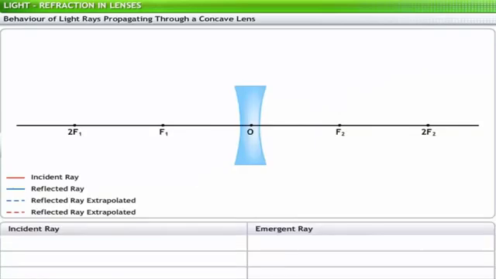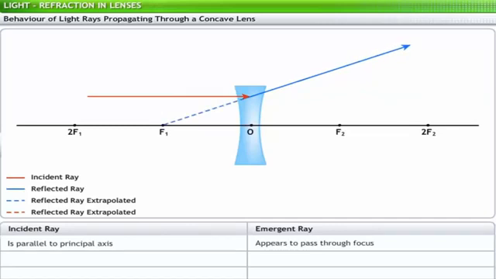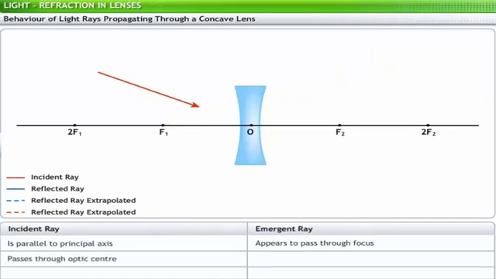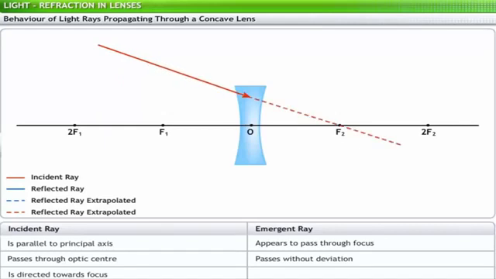Now let's analyze the light rays propagating through a concave lens. When an incident ray is parallel to the principal axis, the emergent ray appears to pass through the focus. When an incident ray passes through the optic center, it propagates without any deviation. When an incident ray is directed towards the focus of a concave lens, the emergent ray passes parallel to its principal axis. Thus, we can predict the positions and the characteristics of images formed using concave lenses, based on how a light ray is incident on the lens.